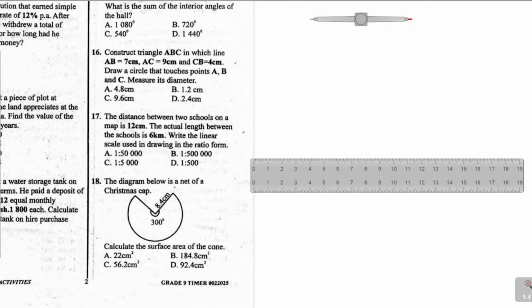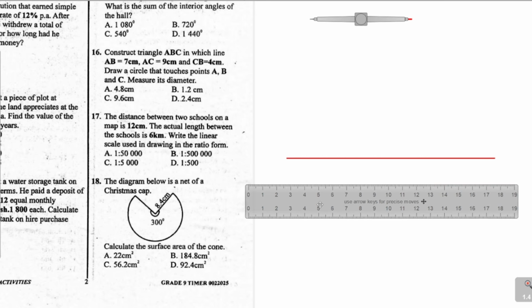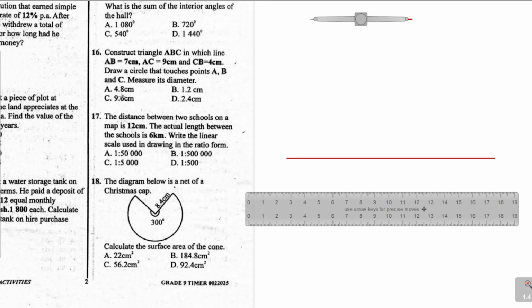Question 16. Construct triangle ABC in which line AB is equal to 7 centimeters, AC is equal to 9 centimeters, and CB is equal to 4 centimeters. Draw a circle that touches points A, B, and C. Measure its diameter. So first thing, we construct triangle ABC. I'll start with the base, which is AB. Taking that as AB, we mark A to be there.